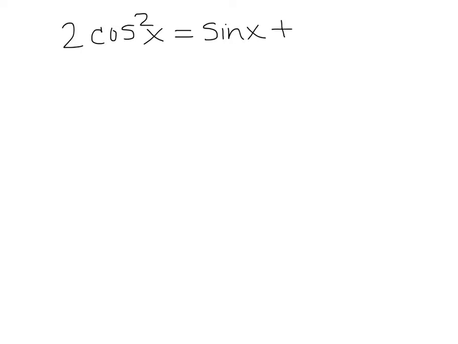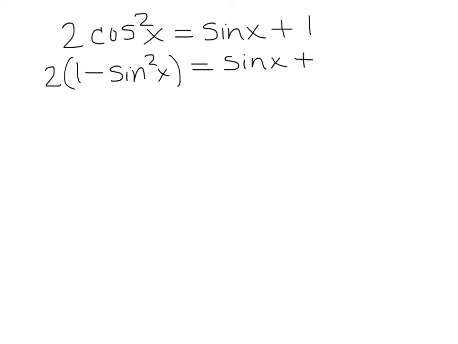Using Pythagorean identities, I can replace the cosine squared x with 1 minus sine squared, giving me an equation involving only sines. So we get 2 times 1 minus sine squared x. That's a Pythagorean identity, equals sine of x plus 1. Now, distribute the 2. You get 2 minus 2 sine squared x equals sine of x plus 1.